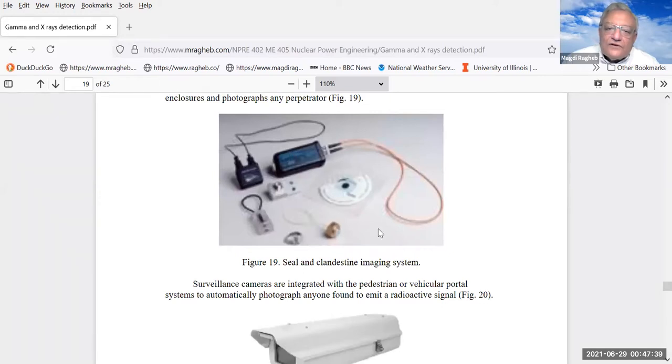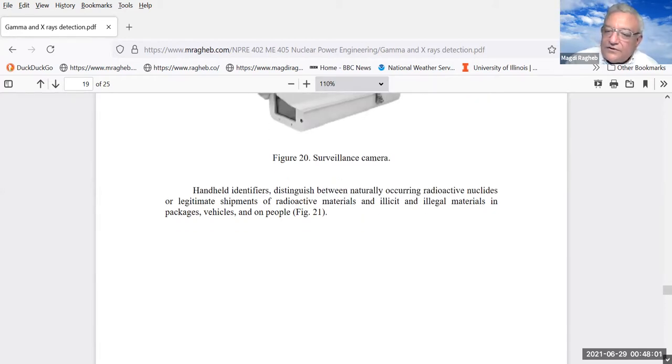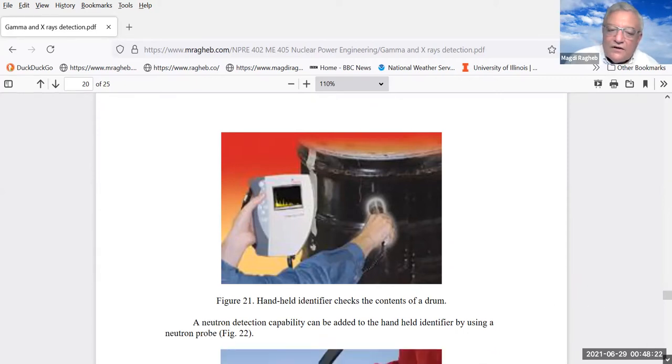This is a system for imaging what goes on inside a nuclear facility. We always see, of course, those outside cameras. Now they have been miniaturized, much smaller than this, but I'm showing the whole surveillance camera. So nuclear facilities have them, but in fact, all installations now have those surveillance cameras detecting motion around the facility. This is a handheld identifier that checks the contents of a 55-gallon drum that's used for waste at a nuclear power plant, containing contaminated clothing or paper towels, gloves and so on.